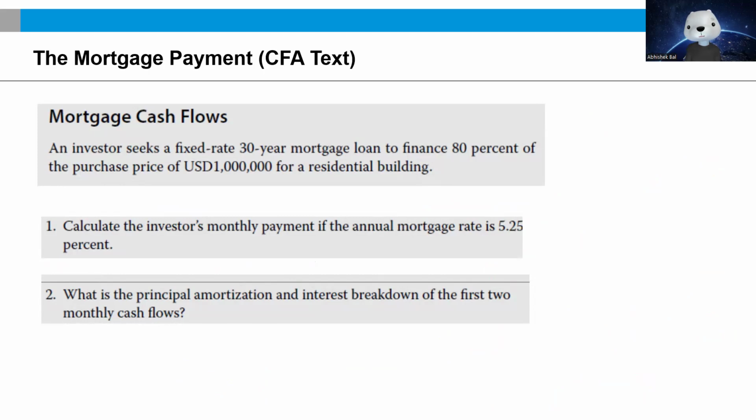And I read, an investor seeks a fixed rate 30-year loan mortgage to finance 80% of the purchase price of $1 million for a residential building. Mind you, this is a problem that I've picked up from the text itself. All right. Residential building. Calculate the investor's monthly payment if the annual mortgage rate is 5.2%. So let's do it.